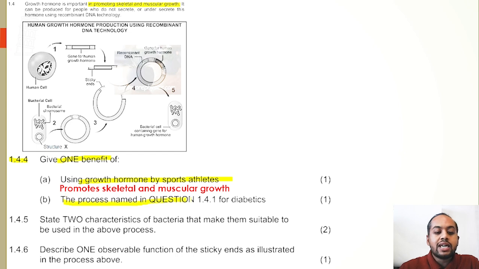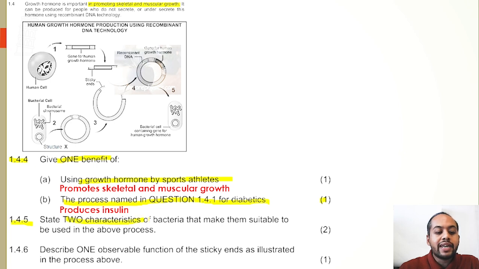The process named in 1.4.1 for diabetes. The process named in 1.4.1 was genetic engineering. What is the benefit of genetic engineering for diabetic patients? It's going to allow them to have insulin, so it produces insulin.